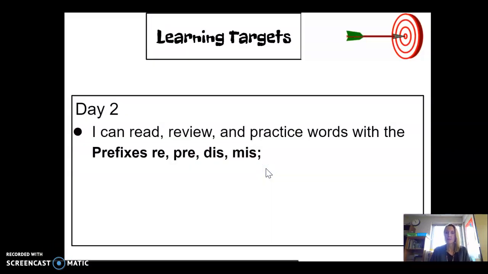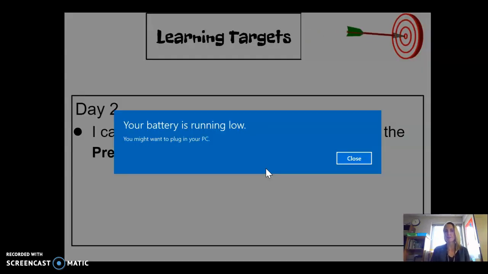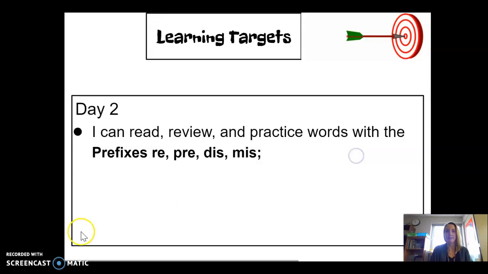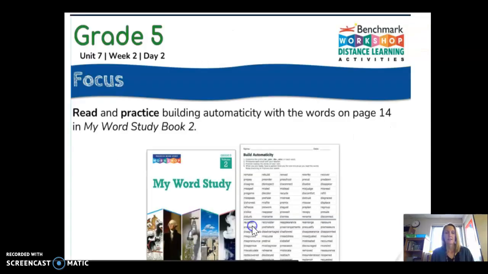Today we're focused in on prefixes. So we'll work on I can read, review, and practice the prefixes of re, pre, dis, and mis. All right, oops, I skipped over the slide here. So we'll need our My Word Study Book number 2. As soon as you have that, you can turn to page 14.